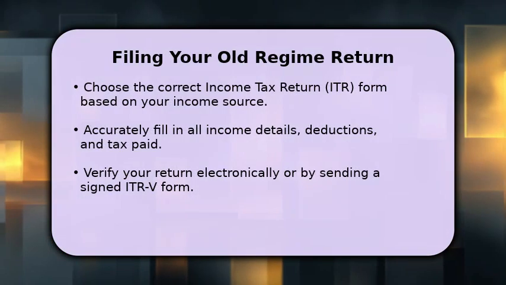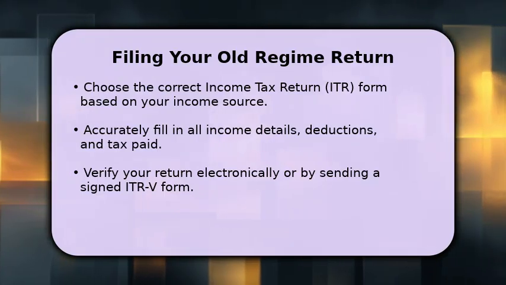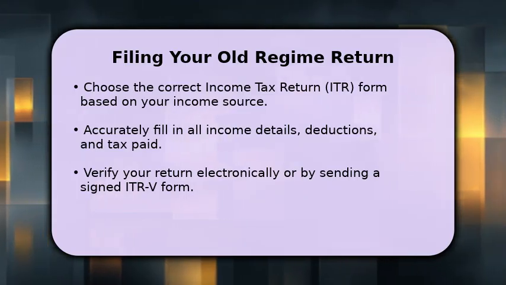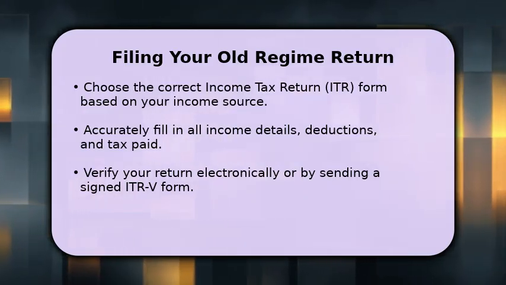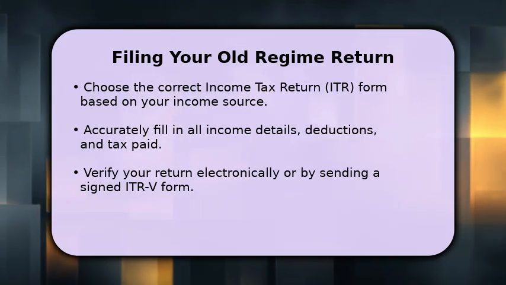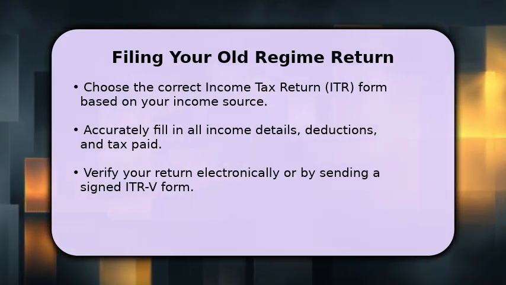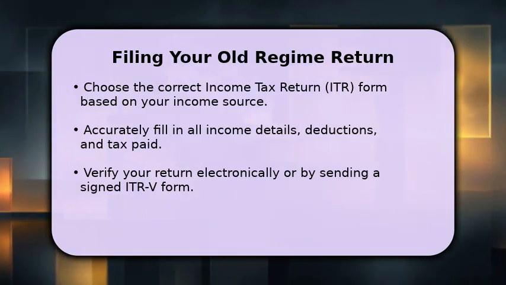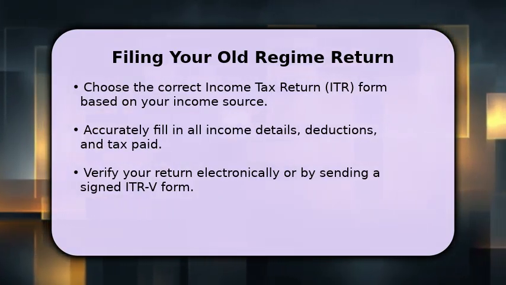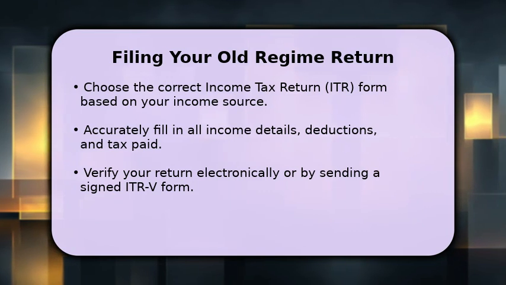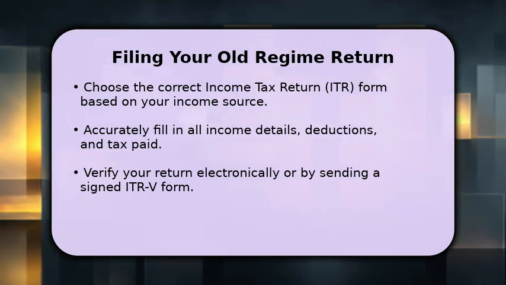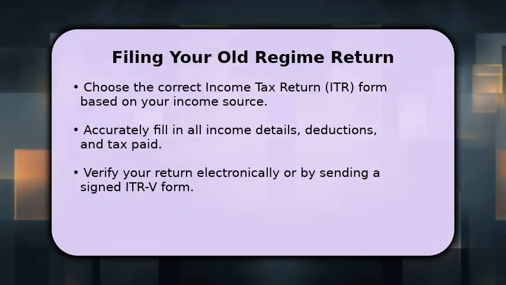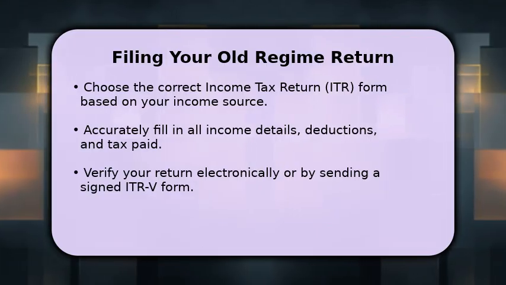process. The final step is to actually file your return. Begin by selecting the appropriate income tax return, or ITR, form that matches your income sources. Carefully and accurately fill in all your income details, claim deductions, and any taxes already paid. After completing the form, you must verify your return. You can do this electronically through various methods or by sending a signed physical copy of the ITRV form to the Income Tax Department.